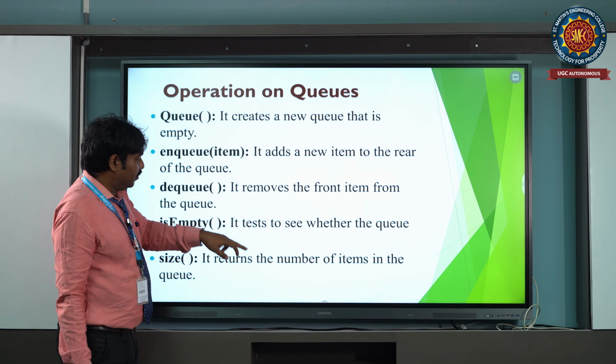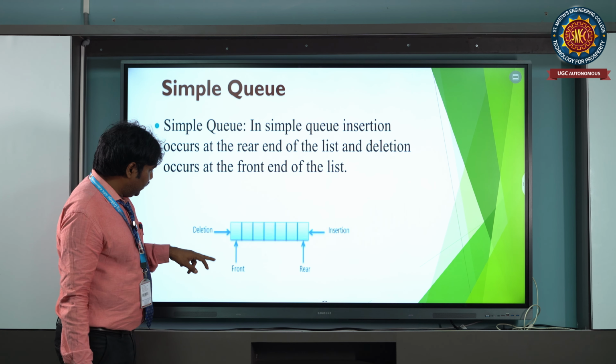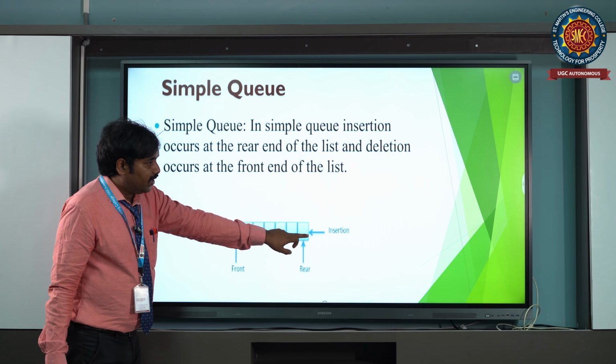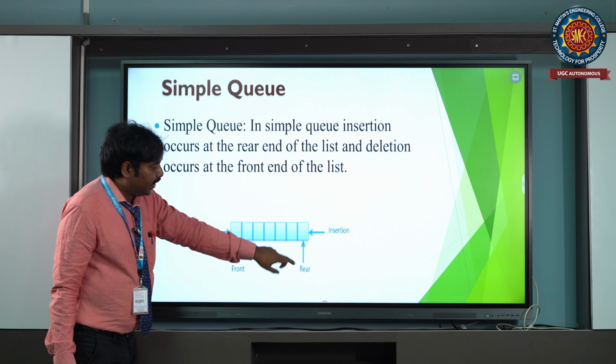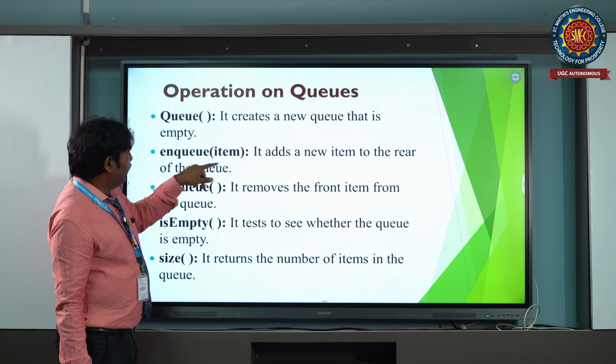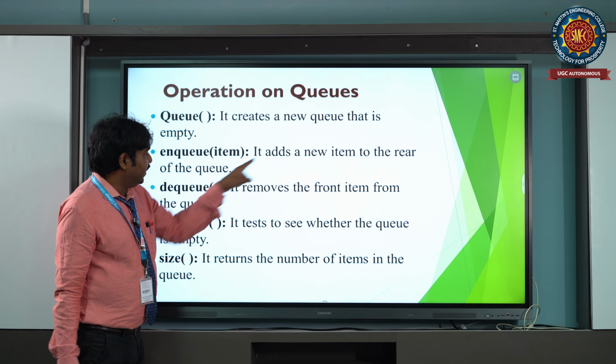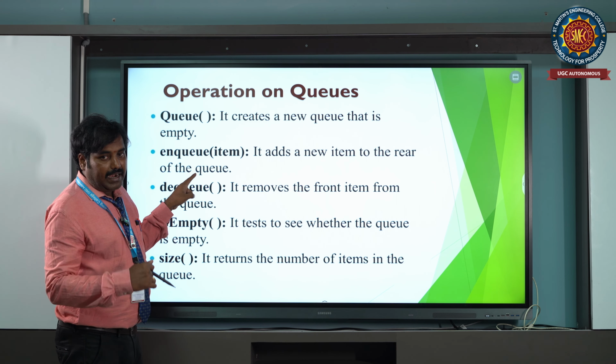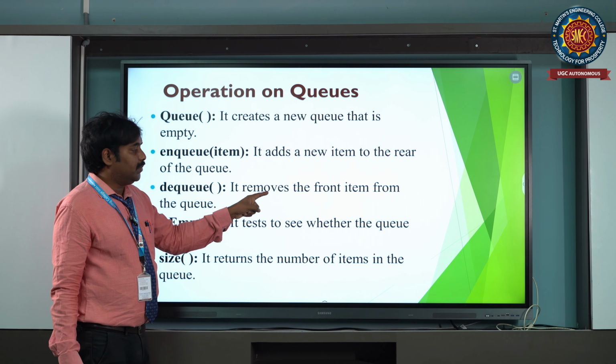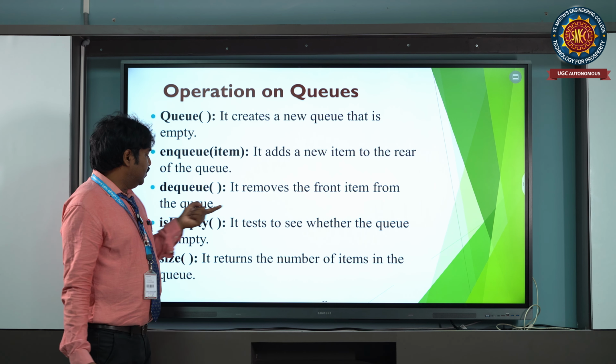Whenever we use a queue for insertion, we insert the element from the rear end only. From the rear end only we will add an item. Dequeue is nothing but removing an item from the front end of the queue.